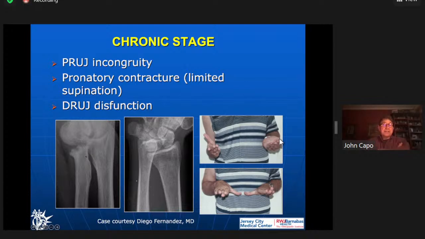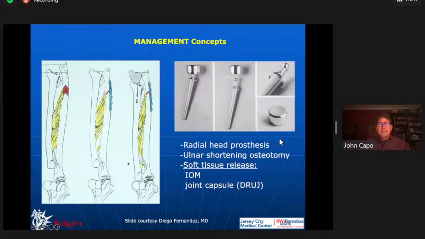after the radial head is excised, and your PRUJ is incongruous. So you have difficulty with rotation, and your DRUJ is not aligned properly. So pronation contracture, limited supination. So this is a case where the whole forearm axis is off, and Diego's technique is to, what do you have to do? And it's a little tricky because you kind of chase your tail.